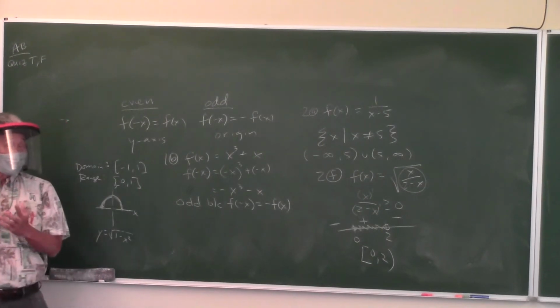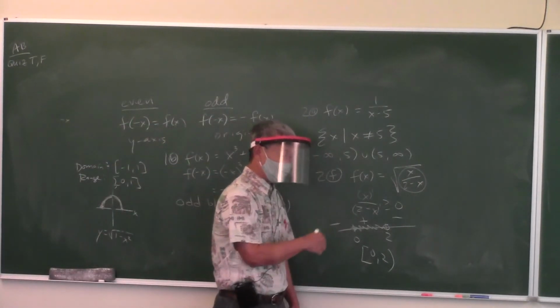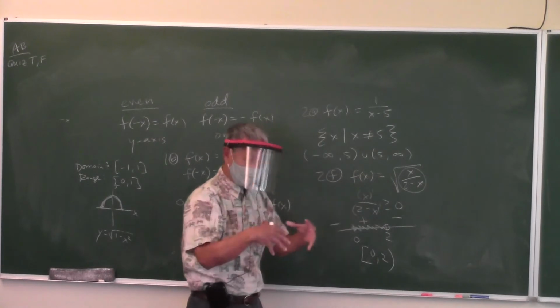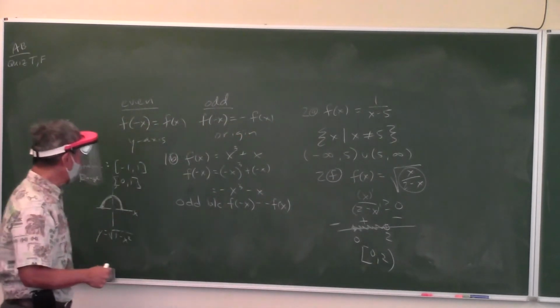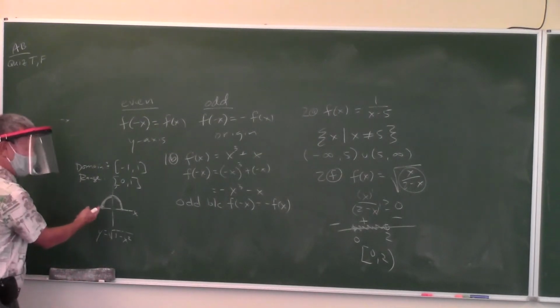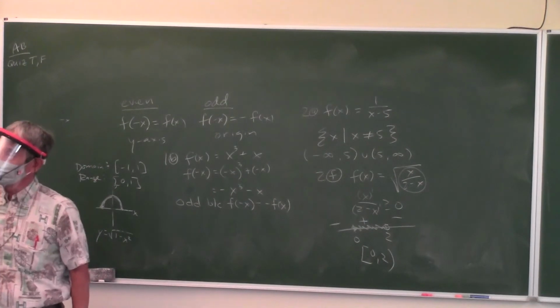Now to compute the domain and range, domain is easy. If it's a fraction, just make sure the bottom's not 0. If it's a radical, the inside has to be greater than or equal to 0. But what do you do about range, Mr. Park? Well, if you have the graph, it's easy to tell, right? But then look at these. Do you guys even know what the graphs look like?